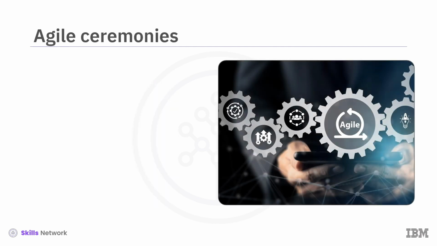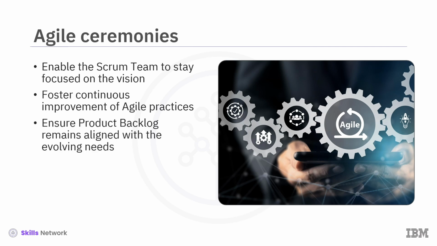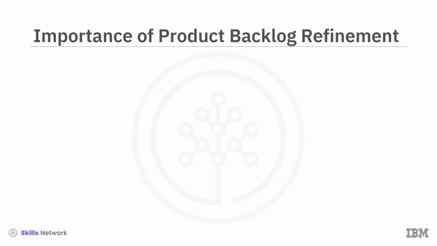Agile ceremonies are a vital component of the Scrum process. They enable the Scrum team to stay focused on the vision and strategy behind the products they deliver while fostering continuous improvement of Agile practices within the organization. These ceremonies ensure that the product backlog remains aligned with the evolving needs of stakeholders. Product backlog refinement allows the Scrum team to review, clarify, and adjust user stories, ensuring they are well prepared for upcoming sprints. Let's dive deeper to understand the importance of product backlog refinement in Scrum.